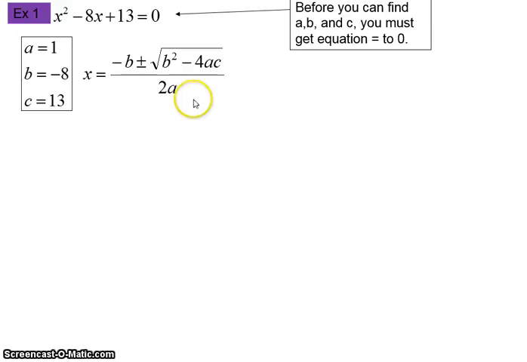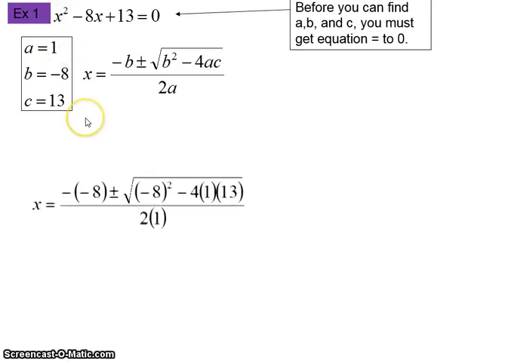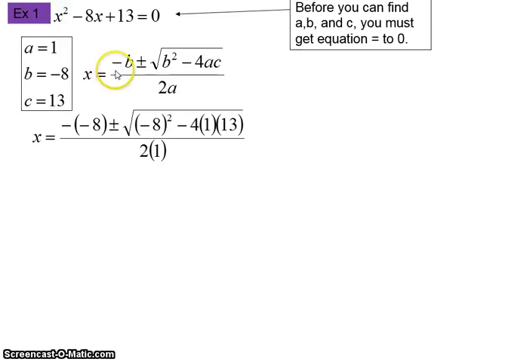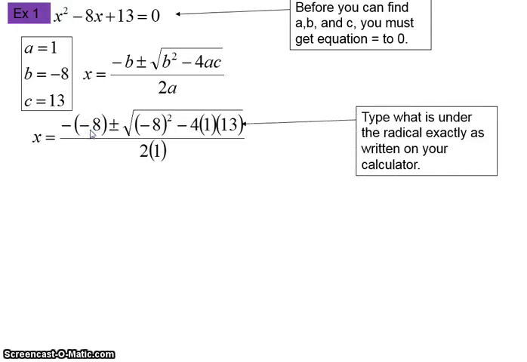This is our formula again. All you have to do is plug the values of A, B, and C into the formula. And here's what you will get. Notice that the formula has a negative in it, therefore you will have a negative here. But B is also negative, so you will have a negative of a negative 8, which eventually is a positive 8. But for now, we put negative of a negative 8, plus or minus the square root of negative 8 squared, since we are substituting B with negative 8, minus 4 times A, which is 1, times C, which is 13, all over 2.